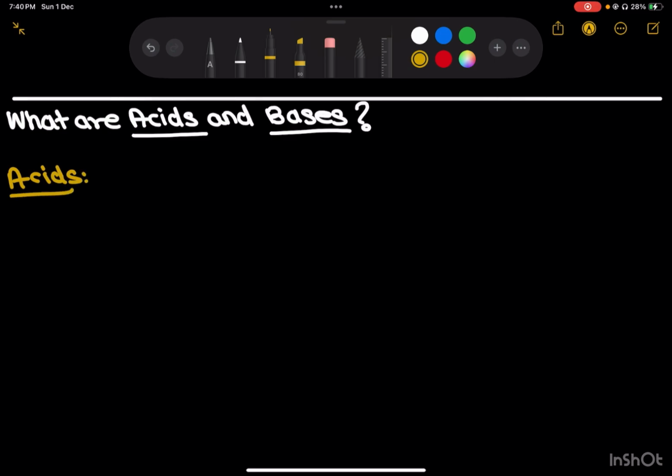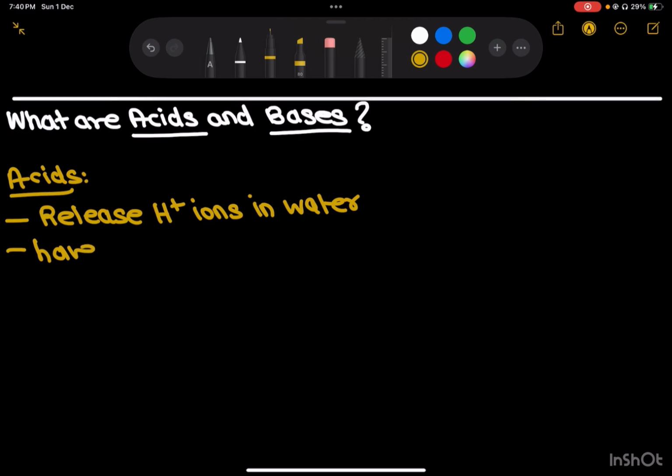What exactly are acids? See, acids release hydrogen ions in water. Okay, so the first property: release H plus ions in water. We'll study more about this in the upcoming parts, a little more in detail. But for now, just understand they release H plus or hydrogen ions in water. Correct? They also have a sour taste. Now this you know. They have a sour taste, right?